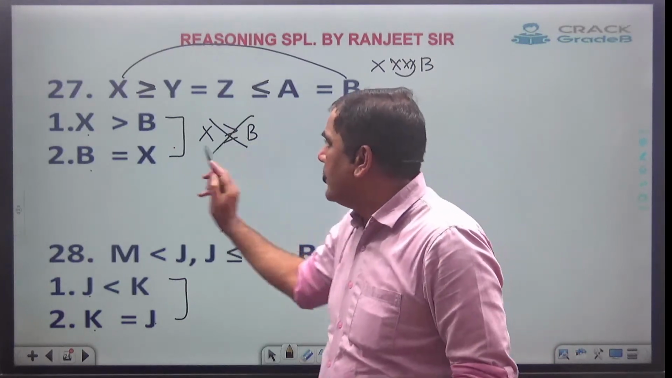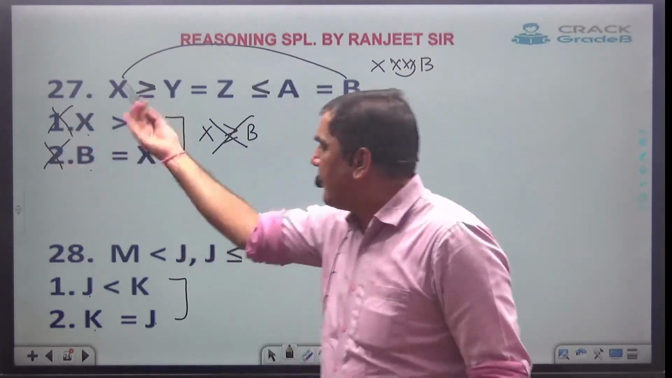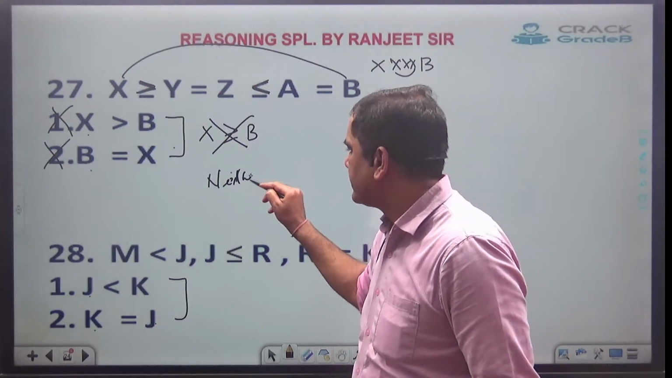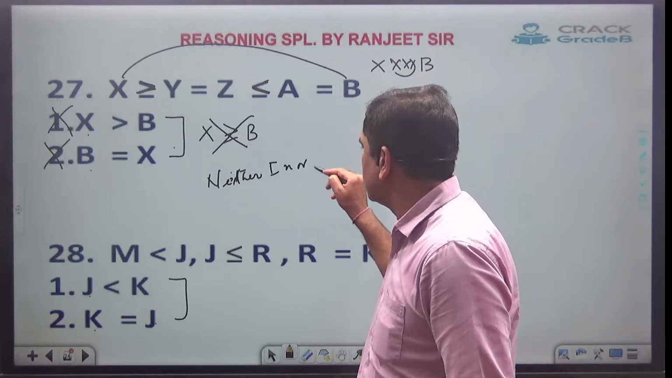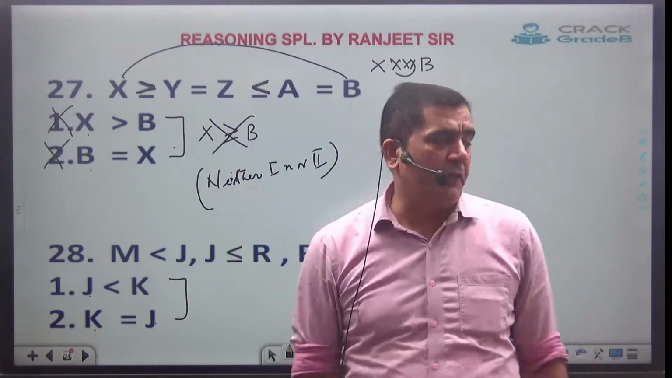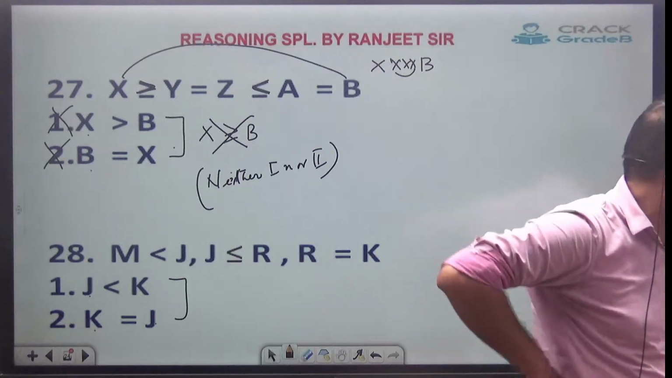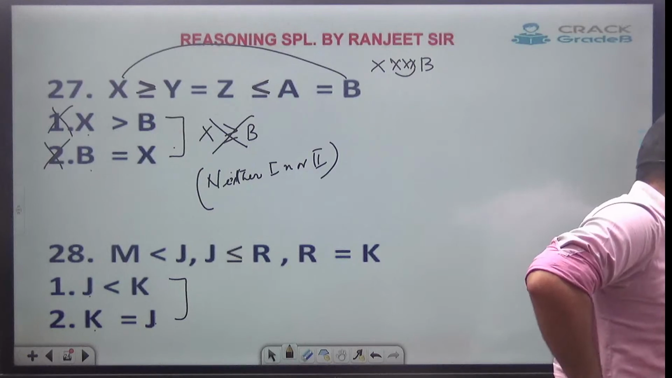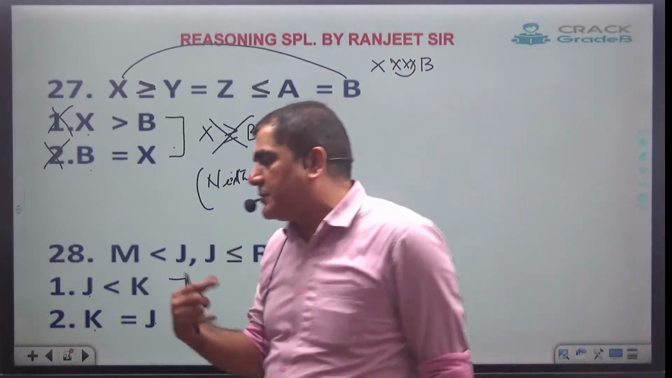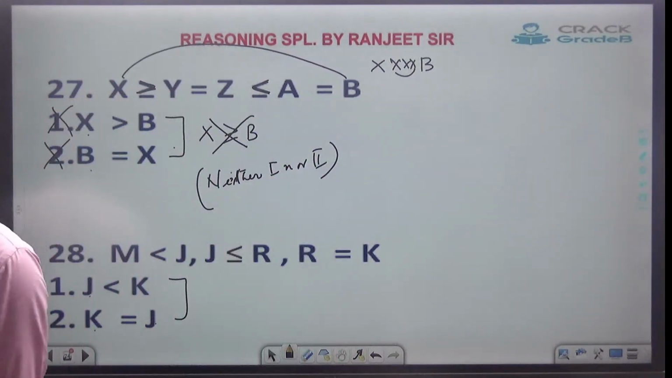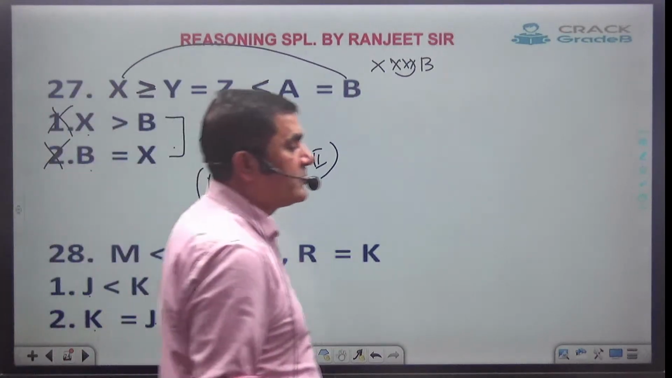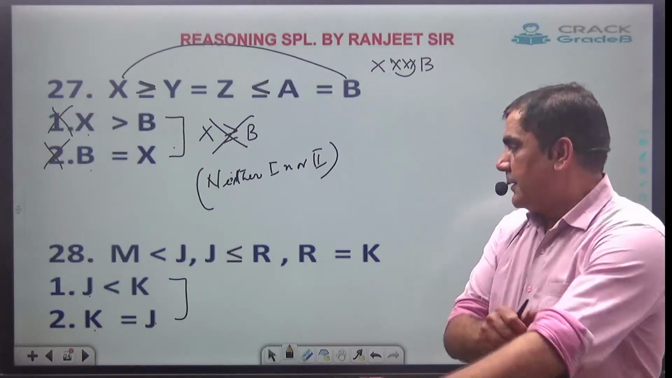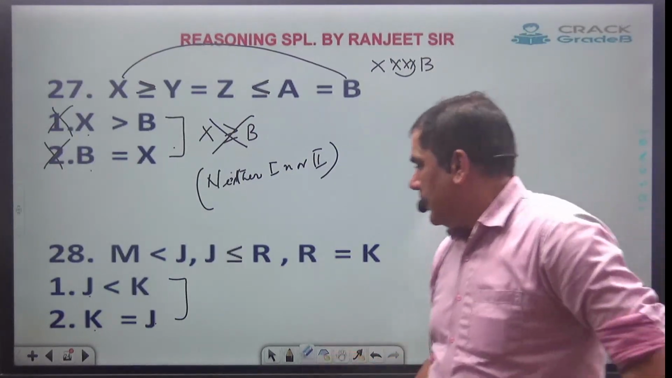So this will be wrong, this will be wrong, and this will be wrong. So my answer will be neither first nor second. Neither first nor second will be the answer. The answer is not either or, the answer is not only first, the answer is not only second, the answer is not both first and second, the answer is neither first nor second. Clear?